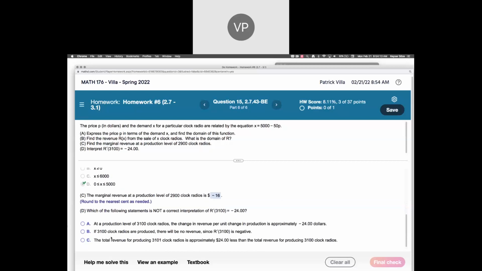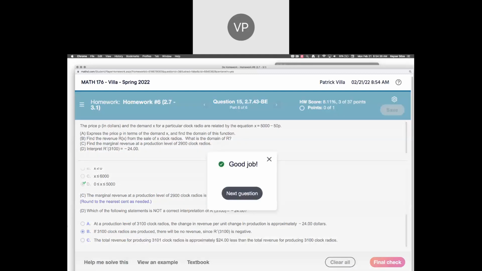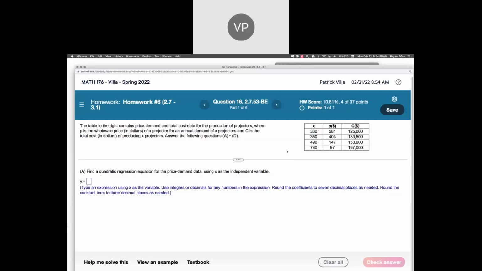That looks good. There will be no revenue since it's negative. That doesn't mean it's true. You can still be making money, but your total revenue is starting to drop. And then, of course, remember, when you plug into a derivative, it's talking about the next clock radio is going to drop our revenue by that much. So A and C are correct. It looks like B is our wrong one. And there we have it.